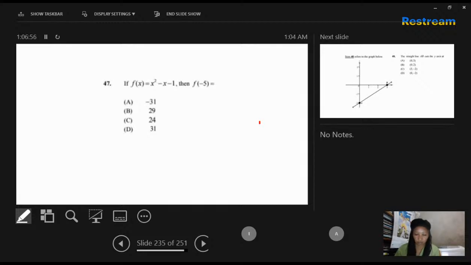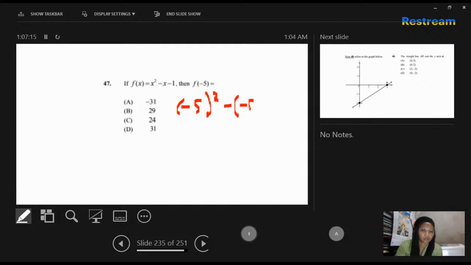Number 47. Is the function of x squared minus x plus 1, f of negative 5, equals this. We're going to substitute x for negative 5. So negative 5 squared minus negative 5 plus 1. That would be 25 plus 5 minus 1. So that would be 30 minus 1, which is 29, which is B.